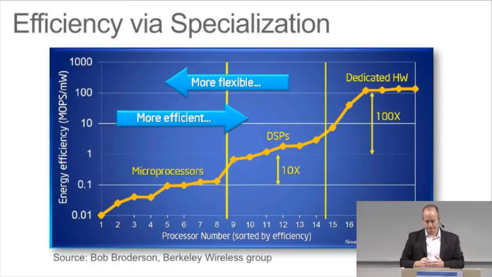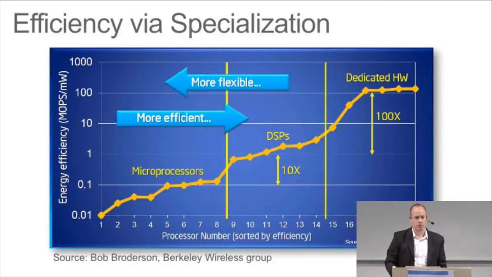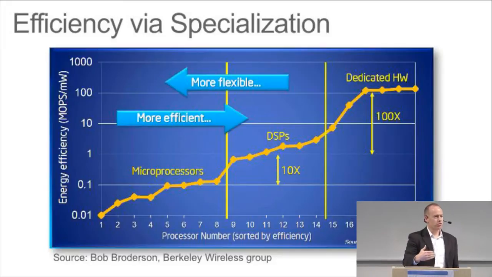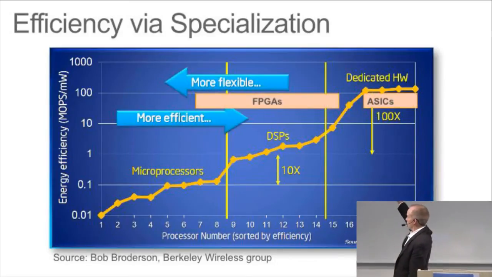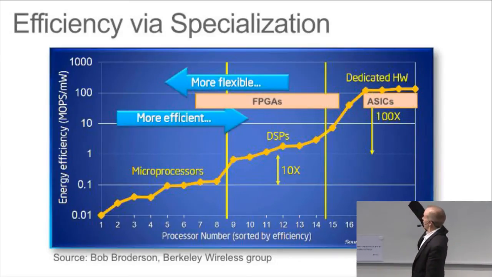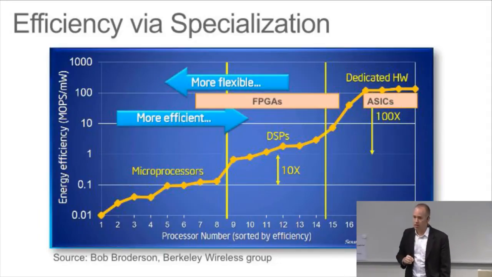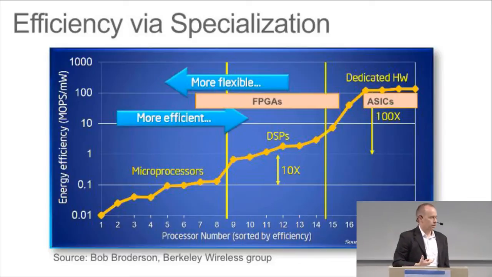Now, of course, that sounds great to get that efficiency, but we benefit from our chips being programmable. ASICs take a long time to design, they require huge amounts of verification, they've become very expensive, and so you can't do this for everything. One of the really nice things, though, is that we have this class of chips called FPGAs, which are programmable logic, where you can change the logic on the chip on the fly.